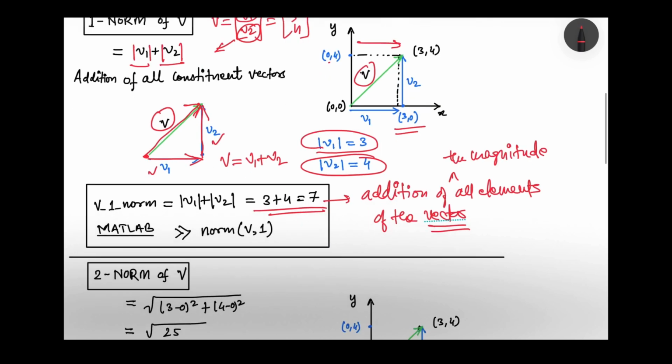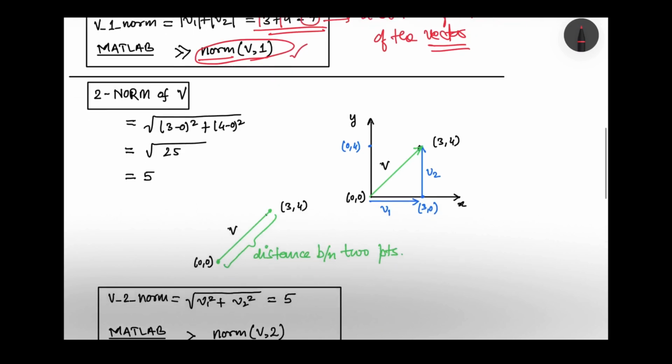In MATLAB, we have a command norm where we give the vector v and 1. First you have to declare the vector v as 3 comma 4, and then we use this command for finding the first norm of the vector. Our vector was 3 comma 4, and the first norm is simply the addition of the magnitudes of both elements. The first element's magnitude is 3 and the second is 4. On adding we get 7. So the first norm of this vector is 7.